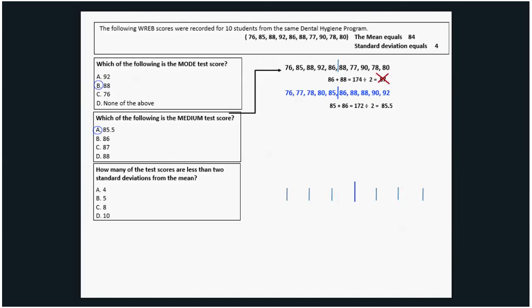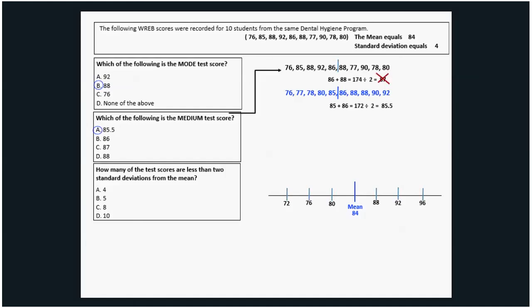They ask us how many of the test scores are less than 2 standard deviations of the mean. Okay, we know the standard deviation equals 4. We know our mean is 84. So we know within 2 standard deviations, we're going to go what? We're going to go out to the second mark on either side of the mean here. We know that the first standard deviation here is going to be 88. That's 92. That's 96. We go below 80, 76, and 72.